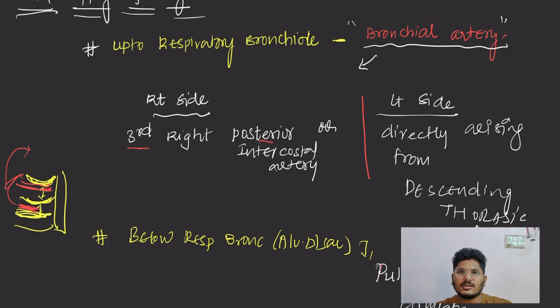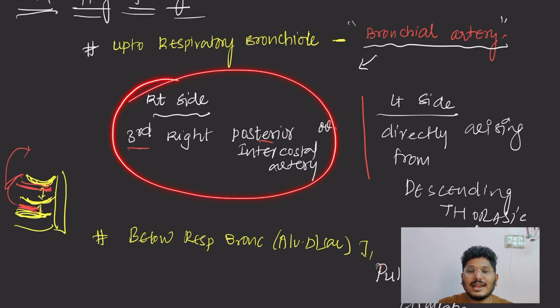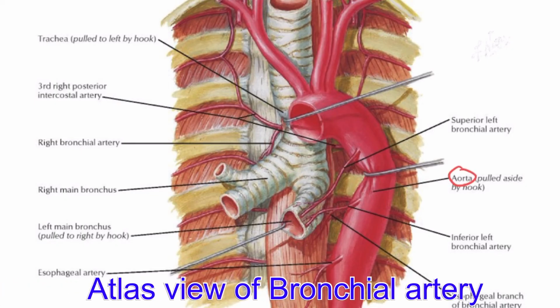I want you to trace it out. If possible, trace it out in an atlas. You will remember well. And this is an important entrance question too. Aorta, thoracic aorta. This is the thoracic aorta. These are the left superior and inferior bronchial arteries. So these are the left bronchial arteries. They are directly coming from the thoracic aorta itself.